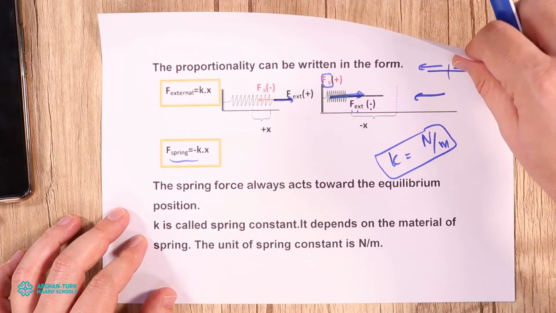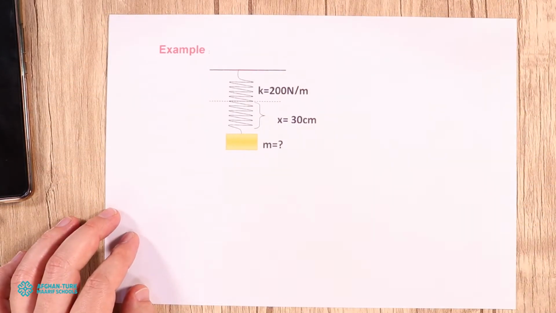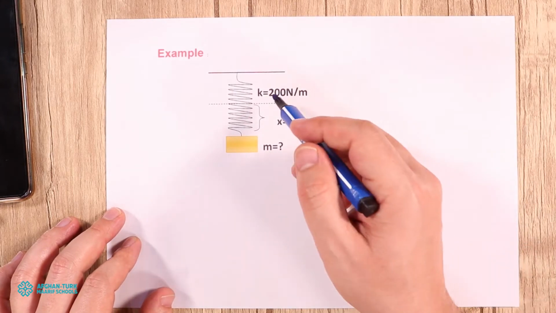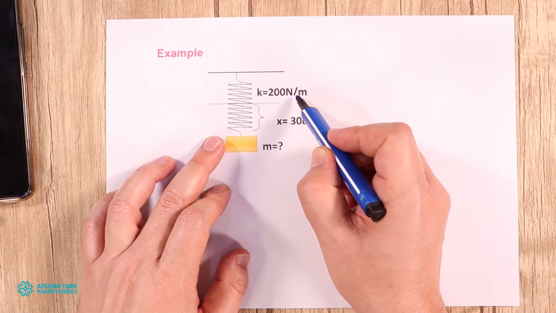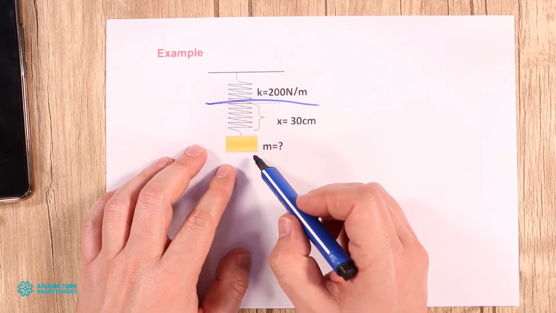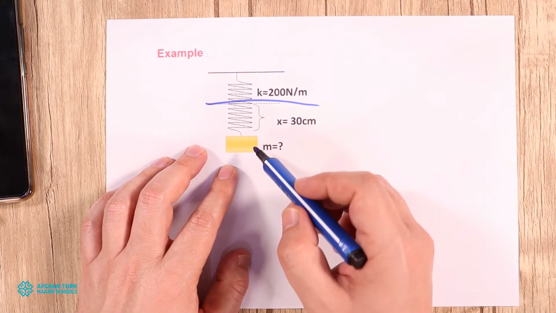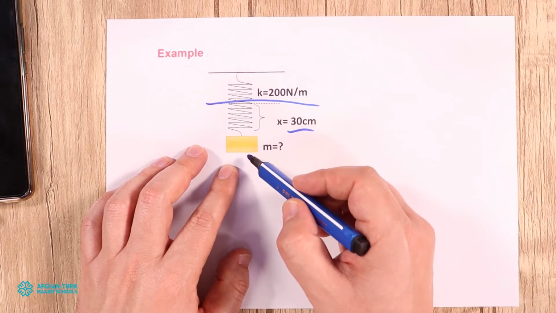Okay, let's move to another page. In this page we are going to solve a simple example related to Hooke's law. Here the value of the spring constant is given, which is equal to 200 Newton per meter. This is the original position of the spring, and when some mass is attached to the spring, it moves downward by 30 centimeters.